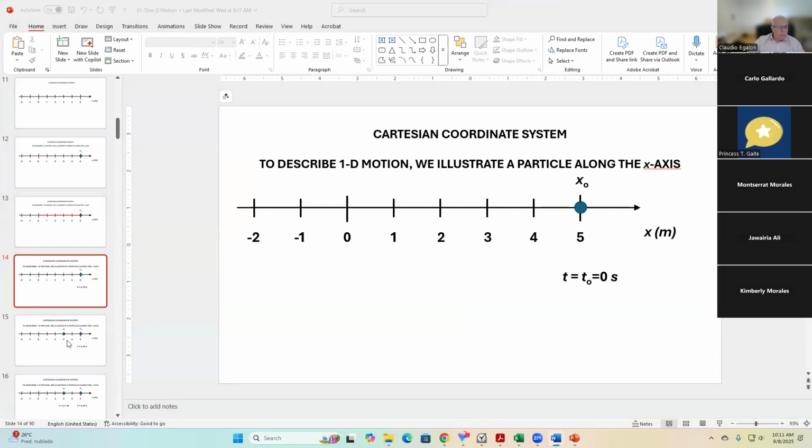And then let's say this particle is moving along this axis, right? And let's say after a certain amount of time, the position of this particle changes, it is 3 meters. Okay, it moved from 5 meters to 3 meters along this axis.